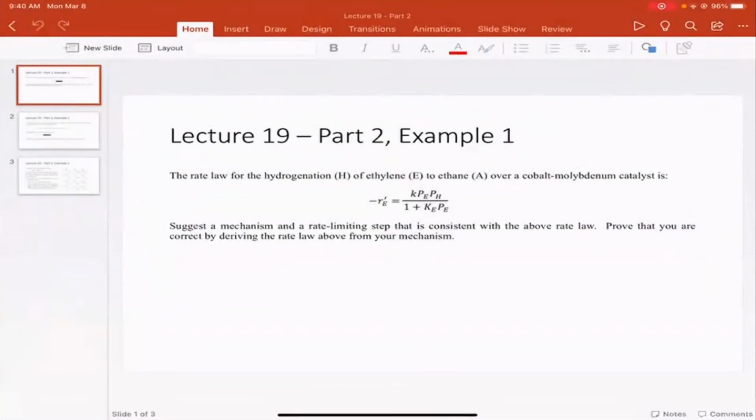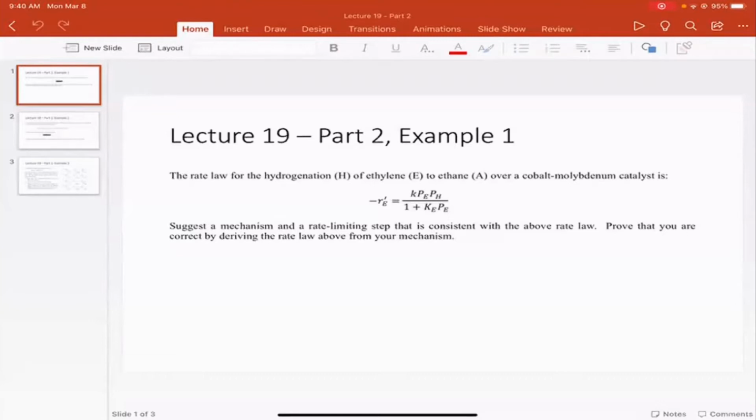Today's lecture picks up where the last one left off, right? In fact, this is the second part in a two-part series of us trying to figure out, given certain information, how do we determine either the rate law or the mechanism, or sometimes both? And to give you guys a little bit of experience in doing so, today we're going to solve 3 examples.